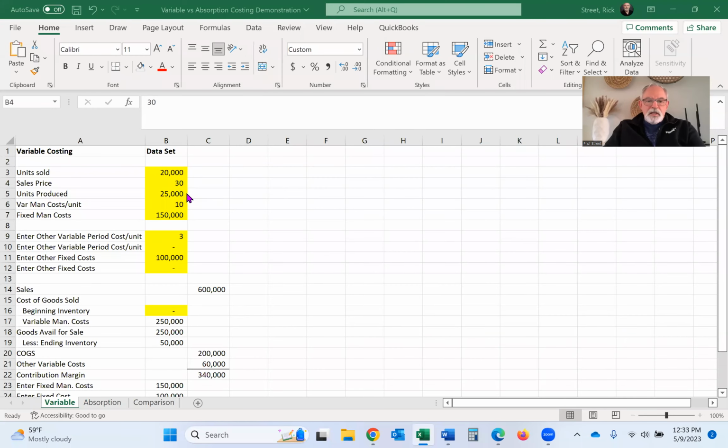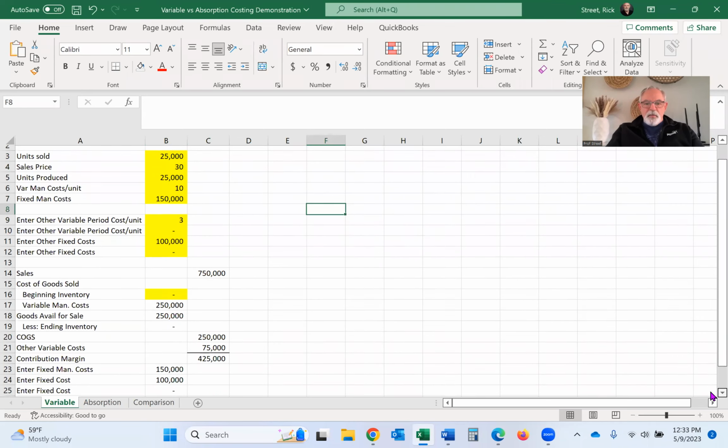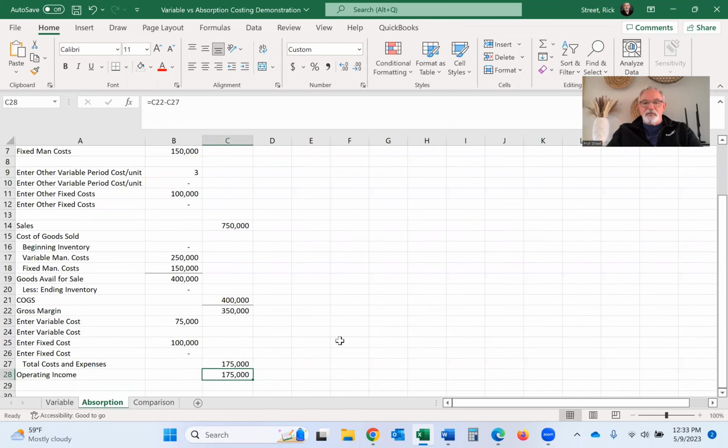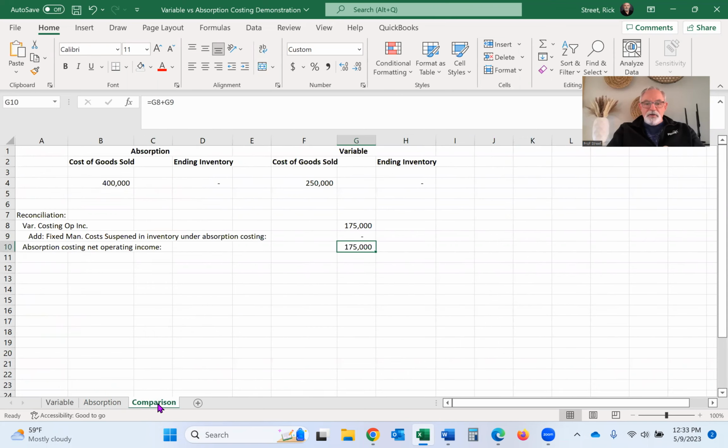Okay, so let's make our sales equal to our units produced. At that point, that changes our operating income to 175,000. Okay. Under absorption, it's 175,000. Remember, I told you that if production and sales are the same, the operating incomes are going to be the same as well. Now, I'm curious to see what my operating reconciliation is.